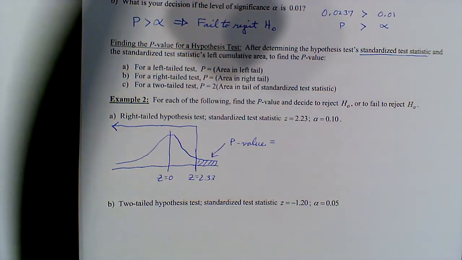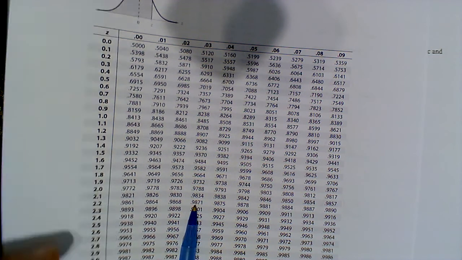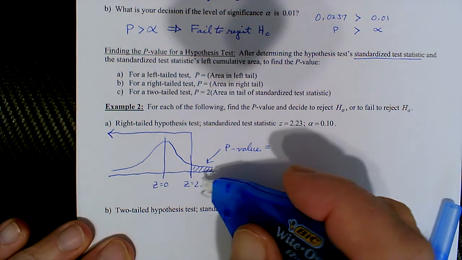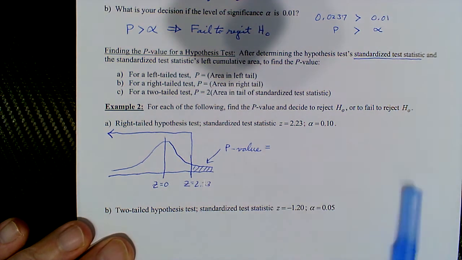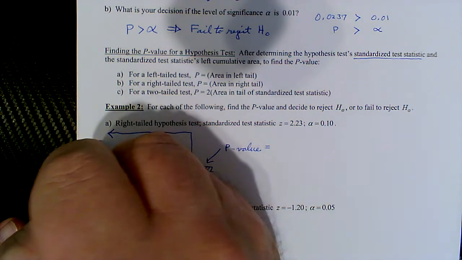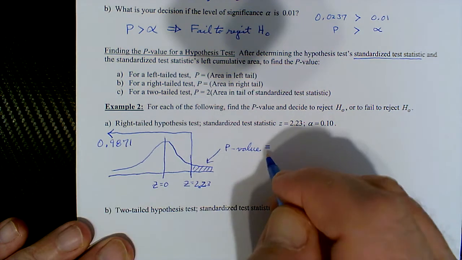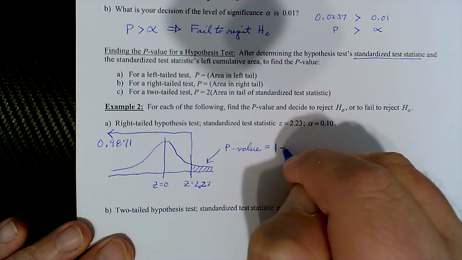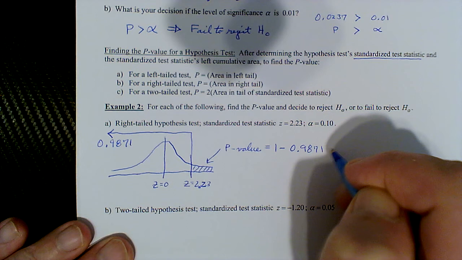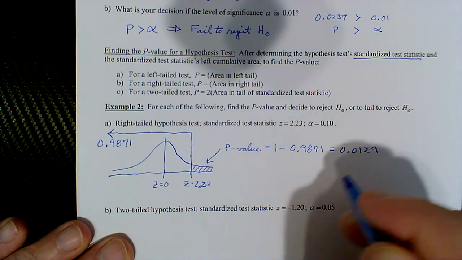2.33, was that it? 2.23, sorry. 2.239871, there it is. So 2.23. I made a mistake of 2.33 down here, I apologize. So that's 2.23, and we look that up, and again, 0.9871. But the p-value, since it's the area in the right tail, is the complement of that, so 1 minus 0.9871, or 0.0129. So now compare that to alpha.